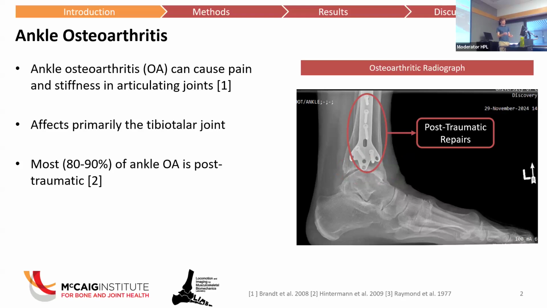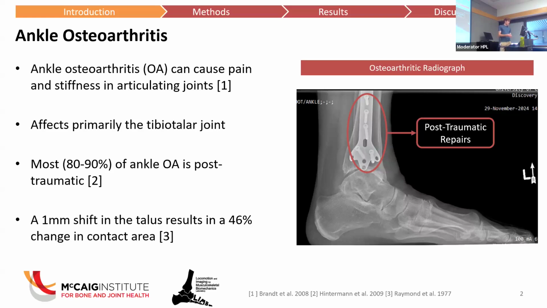Different from knee and hip osteoarthritis, ankle OA typically comes post-traumatic. So an injury will happen, there'll be a slight change in bone geometry or loading patterns, and then it'll develop arthritis later on in life. You can see in this image, this is an osteoarthritic radiograph with the post-traumatic repairs shown there.